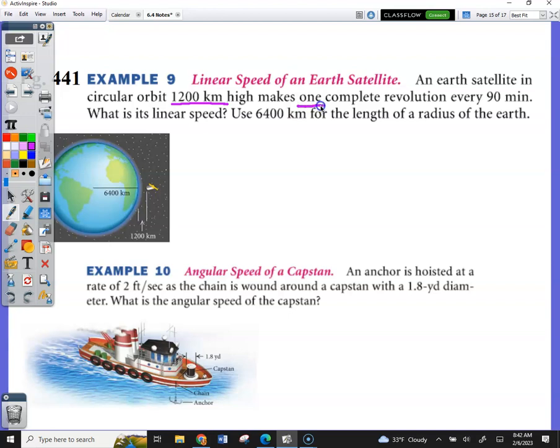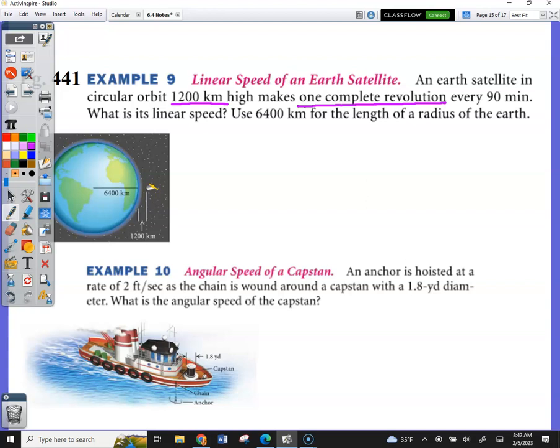It makes one complete revolution, so one complete pass around the entire Earth, and it's every 90 minutes. Remember, when you're talking about the rotation, you need to be in radians. Go back to day 1 from 6-4. What is one complete rotation in radians? 2 pi, right? Always think about 1 pi is not enough. I want 2. Think of it that way. A complete rotation is 2 pi.